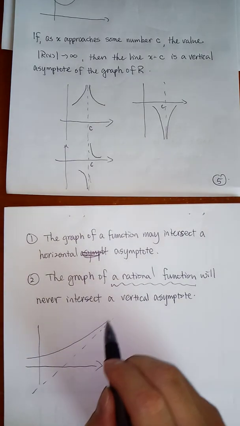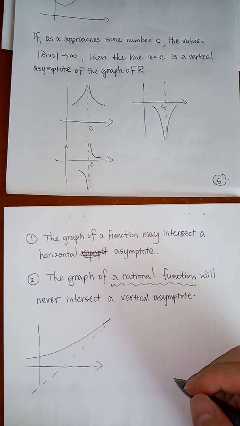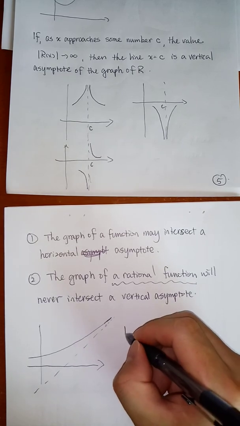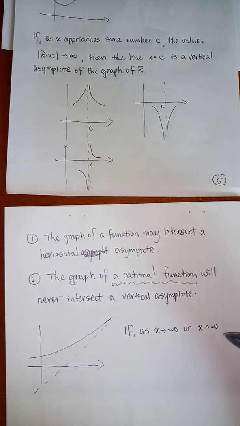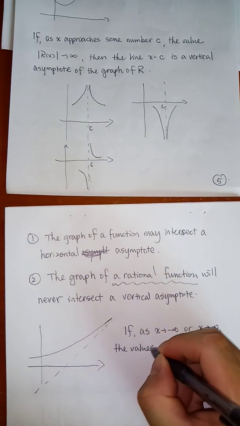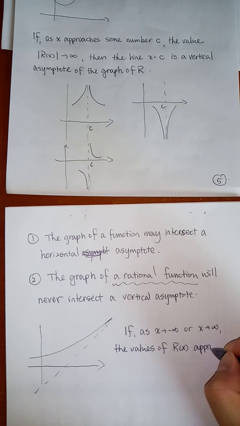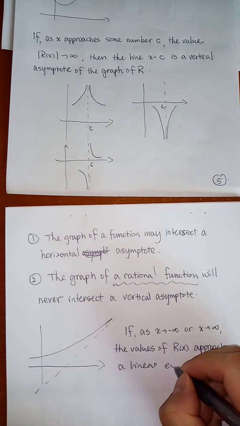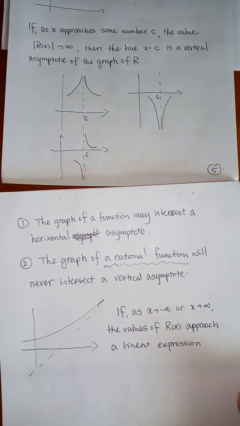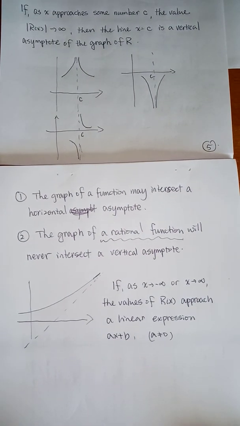If when x approaches infinity, the graph of the function is close to this line with a non-zero slope, then this line is called an oblique asymptote. So we make the definition. If as x approaches negative infinity or x approaches positive infinity, the values of R of x approach a linear expression ax plus b. Here a is not equal to 0. If a is equal to 0, it becomes a constant, that is horizontal.